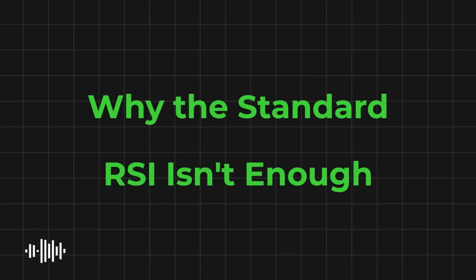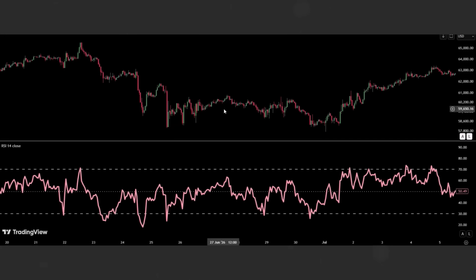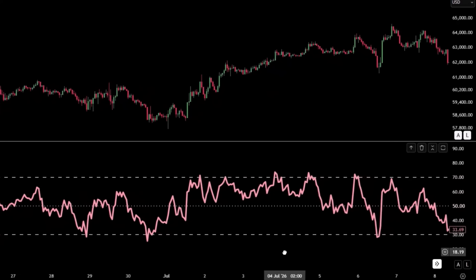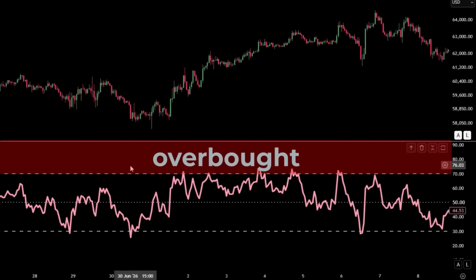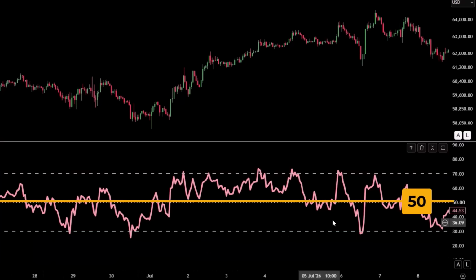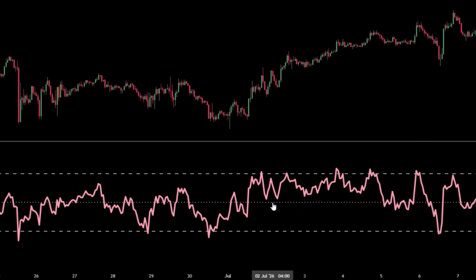Why the standard RSI isn't enough. Before we build the strategy, let's first understand why so many RSI signals fail. The RSI is a powerful indicator, but it can also generate many false signals. Most beginners know that RSI above 70 is overbought, below 30 is oversold, and the 50 level can help identify the trend. The problem is that RSI reacts very quickly to price changes. During volatile markets, it can move up and down rapidly, creating signals that don't lead to strong price moves.